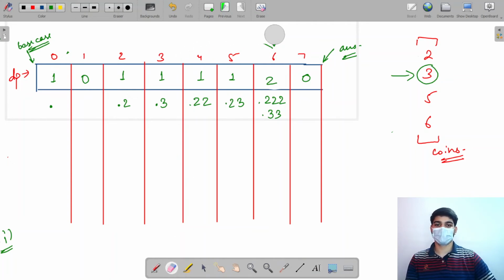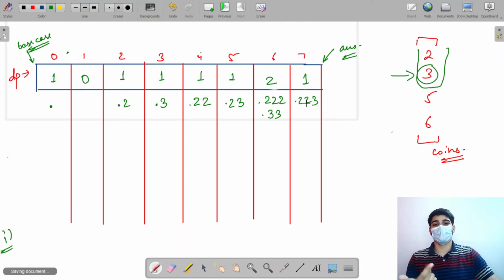Again, what happens? 3 goes to 7. 7 minus 3 gets it to 4. 4 says one way using 2, 2 and attaching 3 at the end of it. And then 7 gets updated with one way. So after iteration using 3, we have one single way of making 7. That means using these two coins, 2 and 3, I can make a single combination that has a summation equivalent to 7.